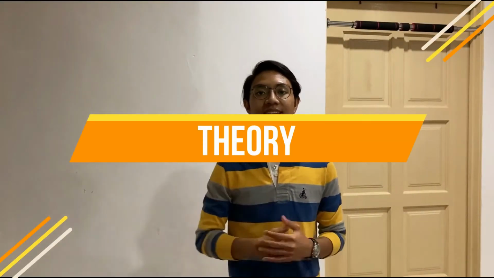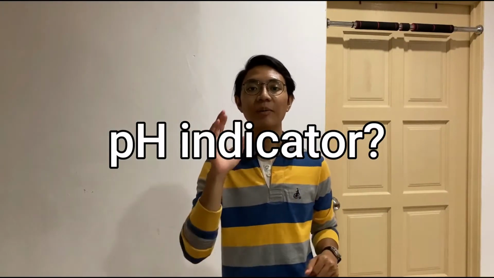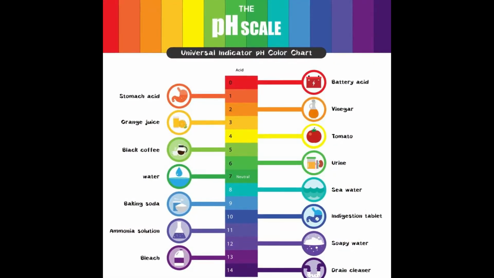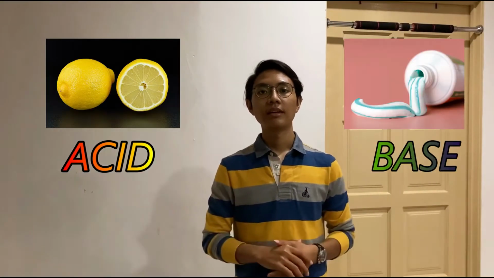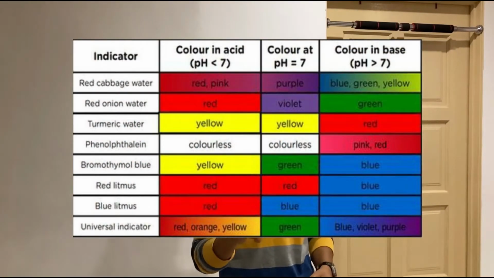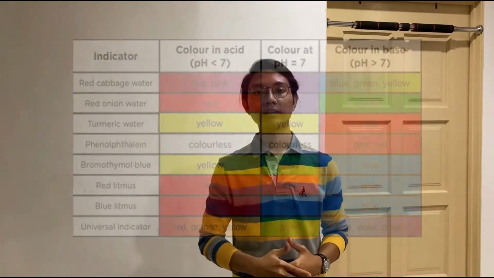Okay, now let's proceed to the theory part. Did you guys know what is a pH indicator? A pH indicator, or also known as an acid-base indicator, is a chemical compound that changes color in the presence of an acid or base. Normally, the indicator will change into a variety of colors depending on the pH of the solution it is testing.